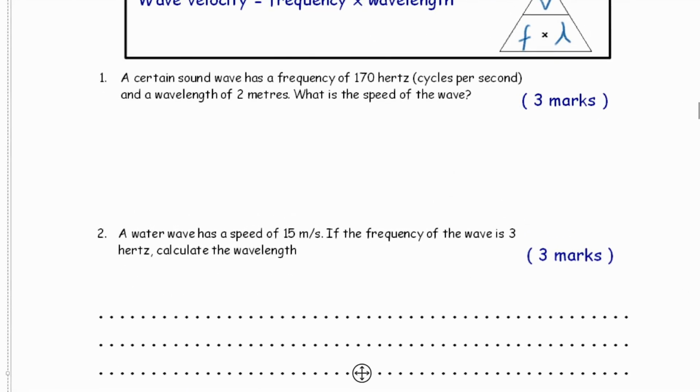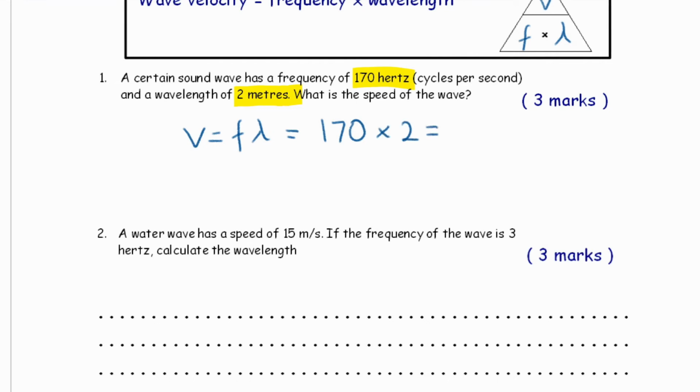A certain sound wave has a frequency of 170 Hertz, cycles per second, and a wavelength of 2 meters. What's the speed of the wave? Equation, numbers, so that's 170 for F and 2 for wavelength. Multiply 170 by 2, that's 340 meters per second.